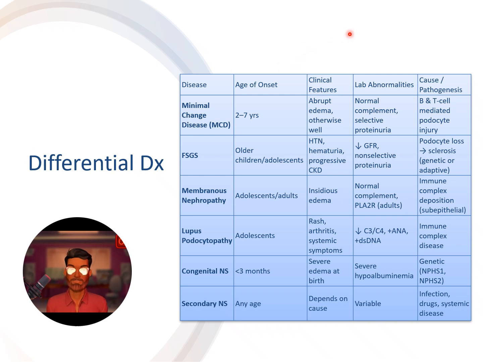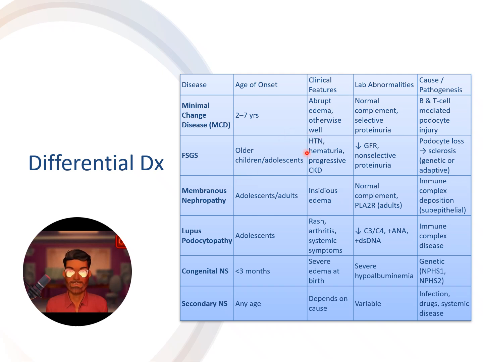When we think of our differential, again, we kind of touched on this earlier. Minimal change disease, here the key is that 1 to 10 year age, most commonly 2 to 7 year. Abrupt edema, otherwise they are well. Normal complement, B and T cell mediated podocyte injury like we discussed.